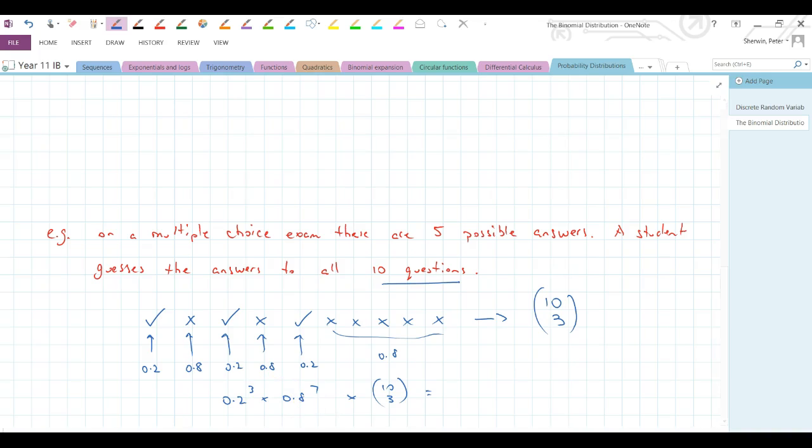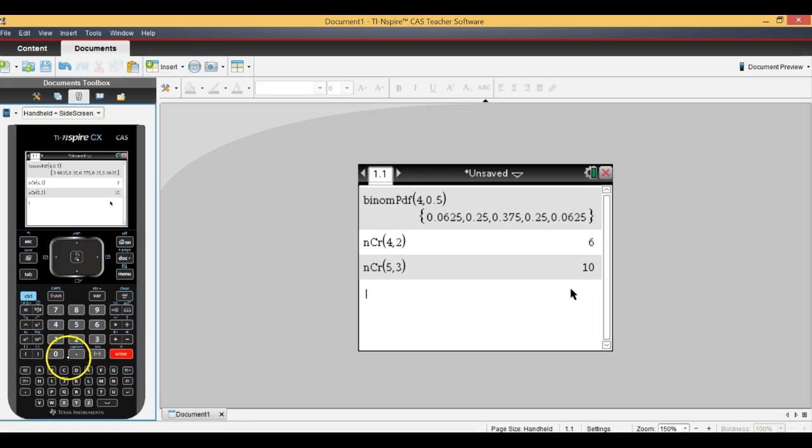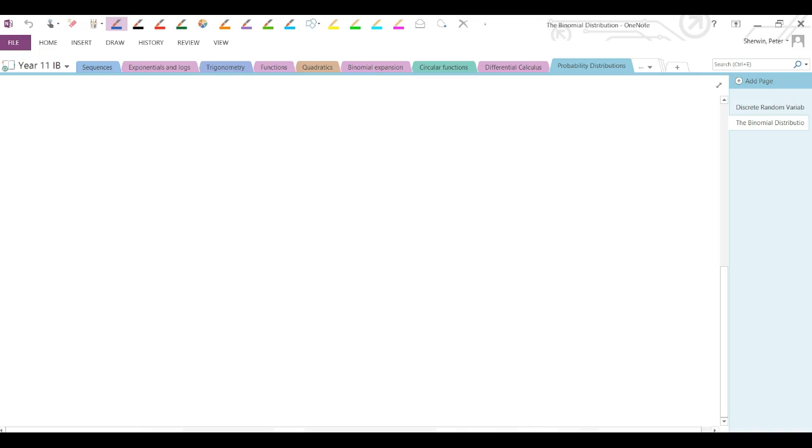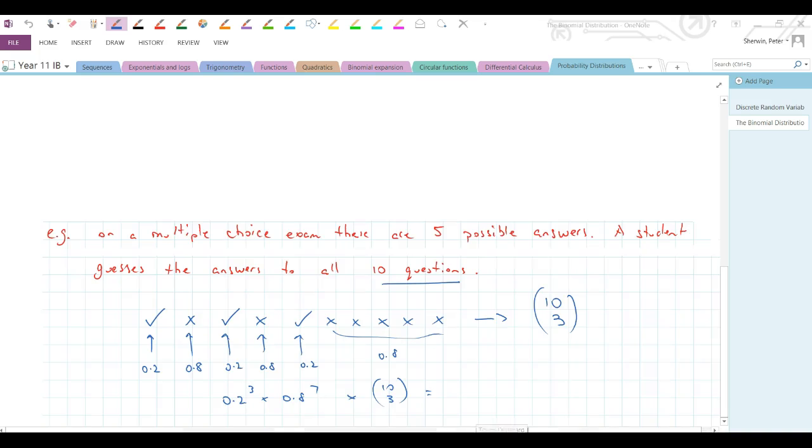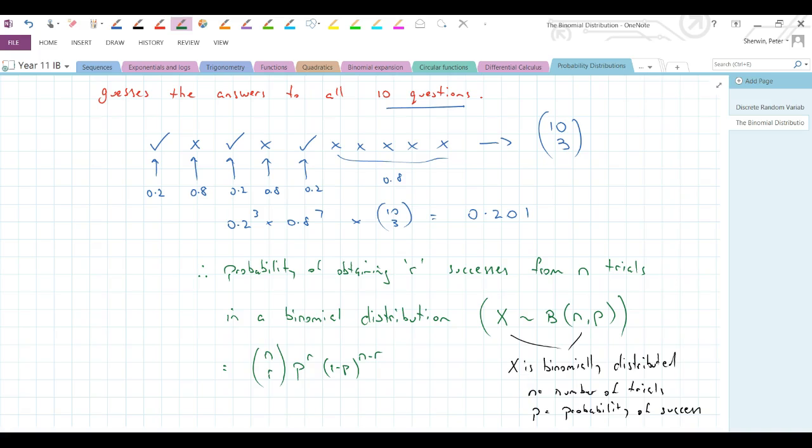So let's go and put this through the calculator, 0.2 to the power of 3. All right, that's in. I might pause this. Okay, I punch the numbers in. 0.2 cubed by 0.8 to the power of 7. Remember, that's 3 right, 7 wrong, and 10 C3 ways of all that happening. Hit enter, and we get 0.201, to 3 significant figures. So let's write that down, 0.201.